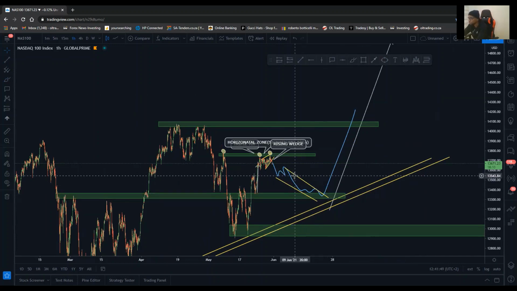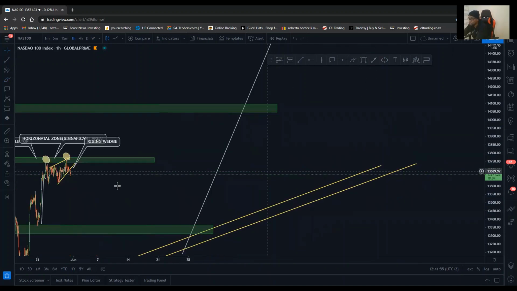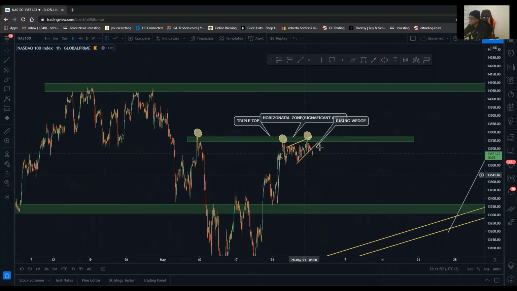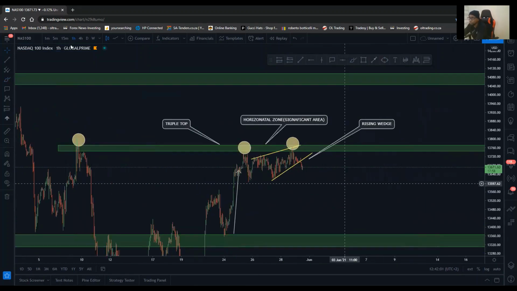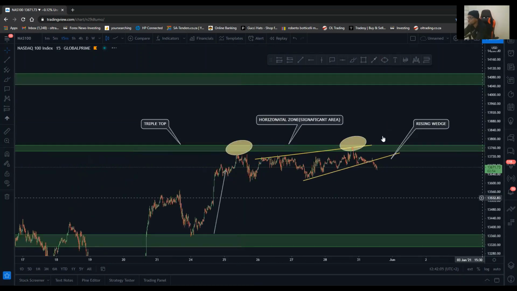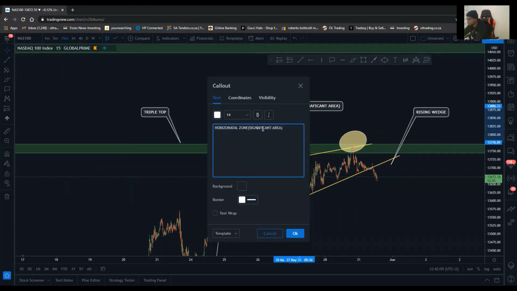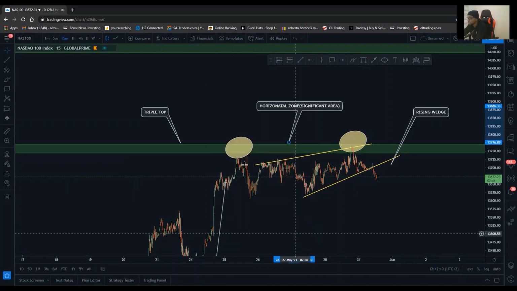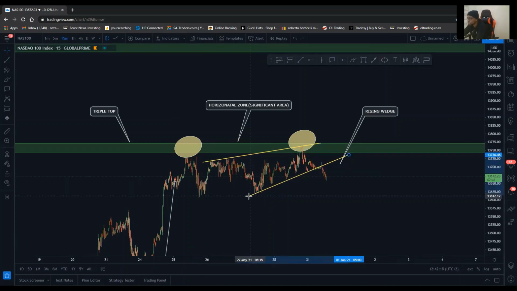So I'll just be observing this and looking at it, and also monitoring the sells that we took around here, and monitor them as we go further. So these are just the reasons why I took this trade.